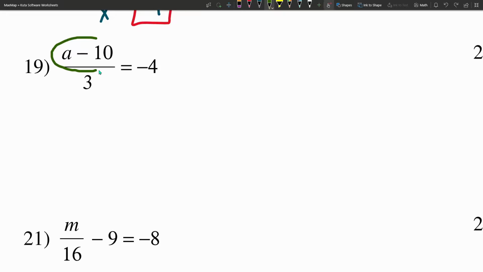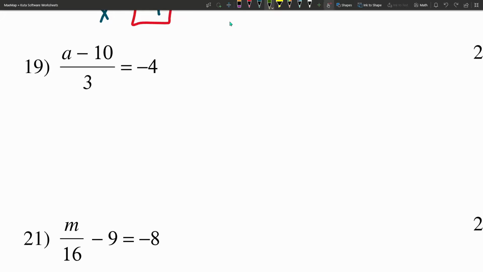That means that a minus 10 is equal to a negative 12. How is a minus 10 going to be equal to a negative 12? Well, we already are subtracting 10, so we need an extra negative 2. So a is going to be negative 2. Negative 2 minus 10 is a negative 12. Divide that by 3, we get our negative 4. So feel free to think about these in your head, but don't forget you're going to need to show your work so that your teacher knows that you understand how to solve the problem.